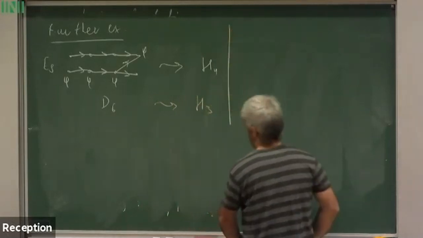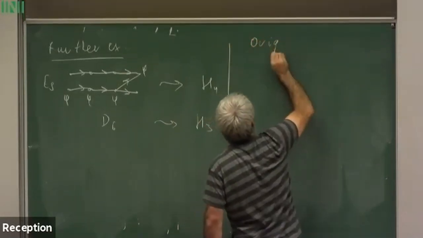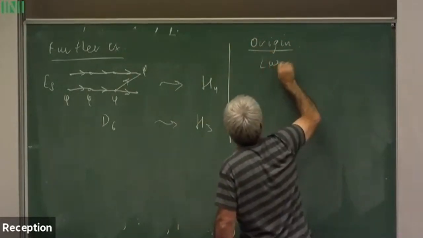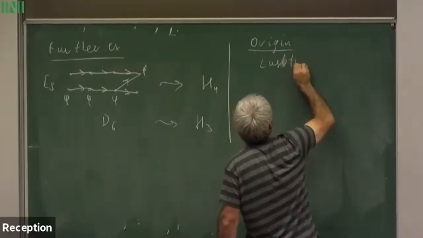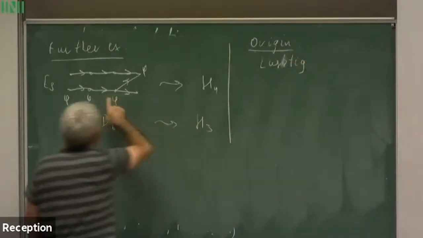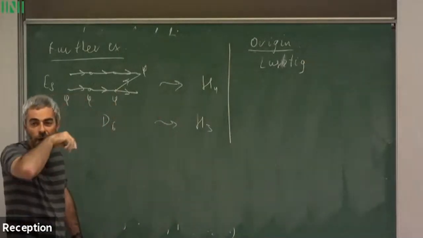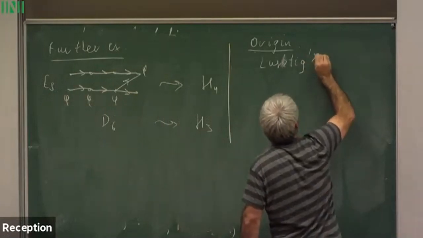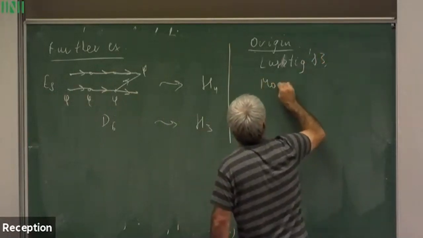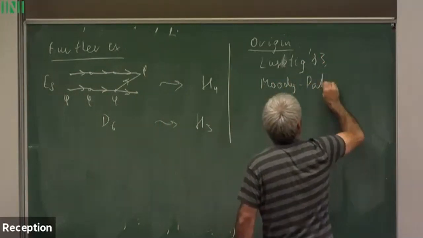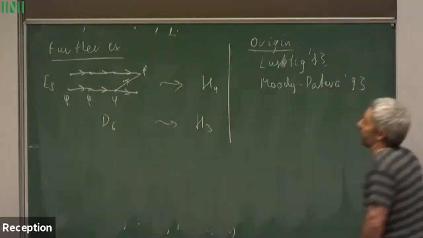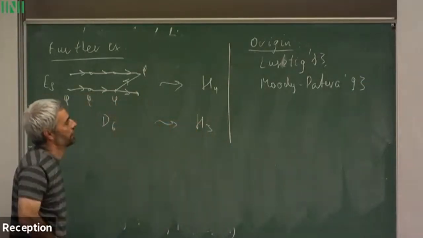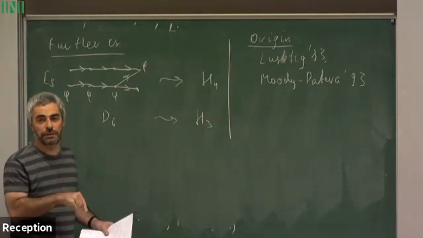This goes to the construction of Lusztig, who constructed homomorphisms between these Coxeter groups, around 83, and Moody and Patera, 93, who extended these to projections of the root systems.